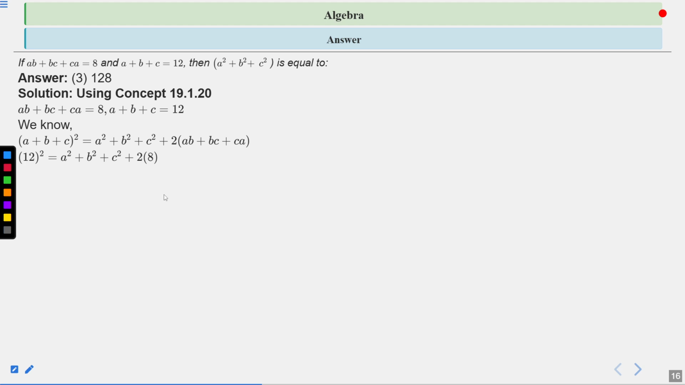So we get 144 minus 16, which is equal to A square plus B square plus C square. So we get the value of A square plus B square plus C square, which is equal to 128. So the third one is the correct answer of this question. Next one.